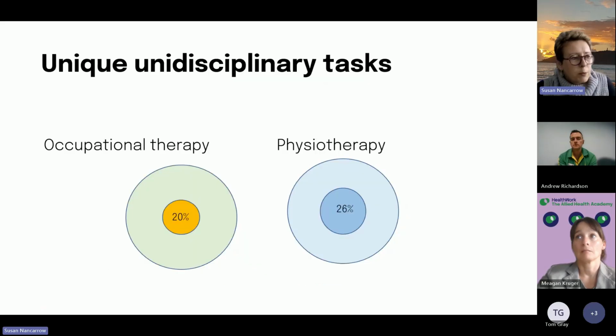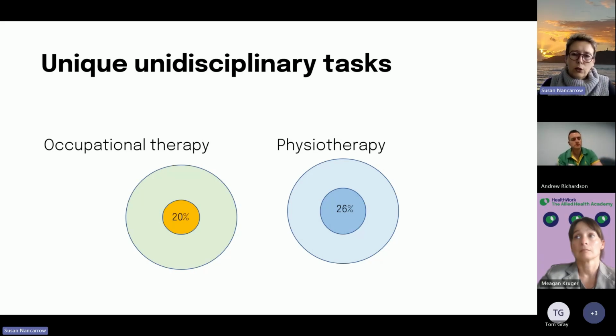I keep this slide in just because I think it's interesting. What I would have expected, this shows the proportion of the tasks that were unique to each occupational group within those 6 professions. I would have thought that physiotherapy would have had quite a lot of tasks that were unique to them, but only 26% of the tasks that they identified of those 300, 26% were unique to physiotherapists. Conversely, I'd have thought that occupational therapists would have much more unique tasks, but actually there wasn't a lot of difference. Only 20% of tasks were unique to occupational therapists.